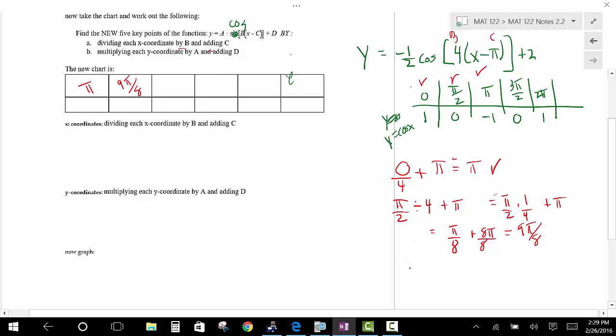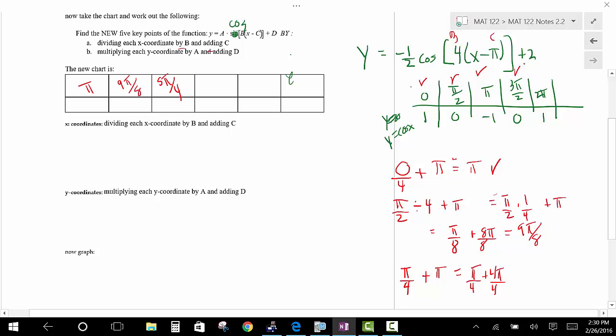Now we're going to take this one. We're going to take pi divided by 4, the b value, and then add the phase shift. So that's really going to be pi over 4 plus 4 pi over 4. So that's going to be 5 pi over 4. Okay, then we're going to do the next one here.